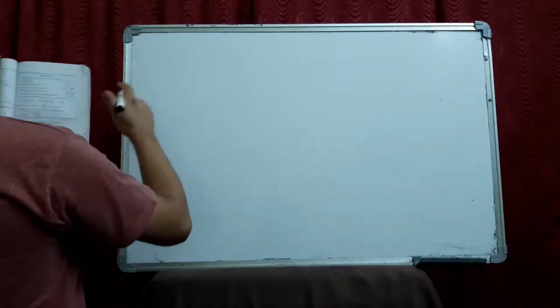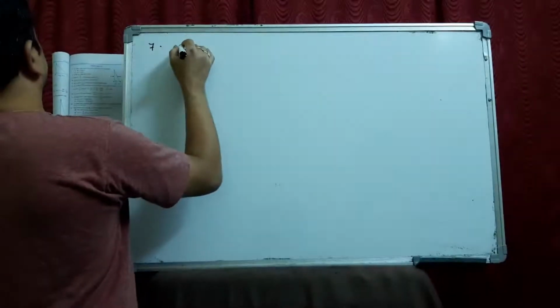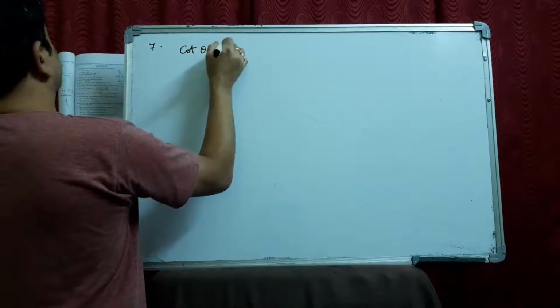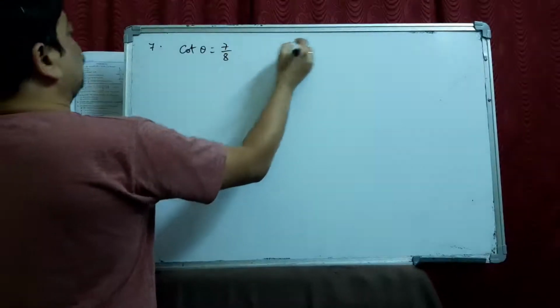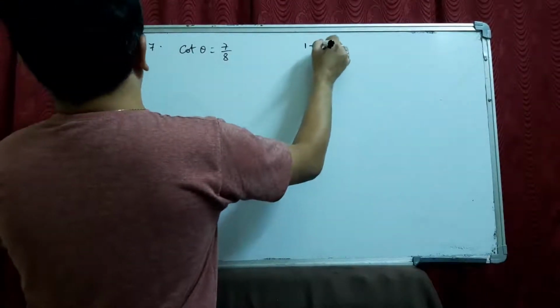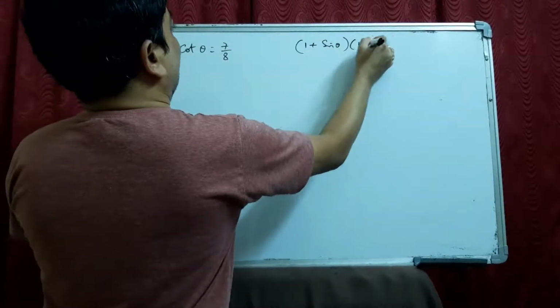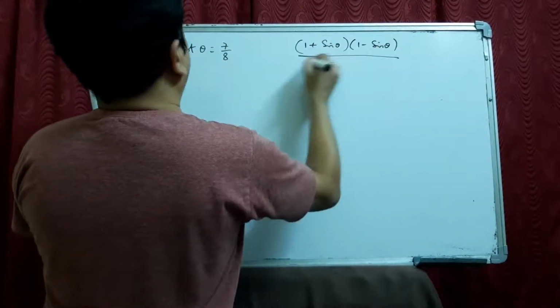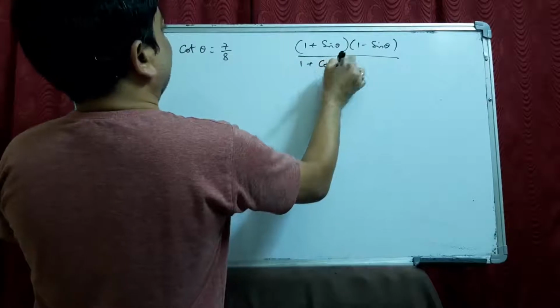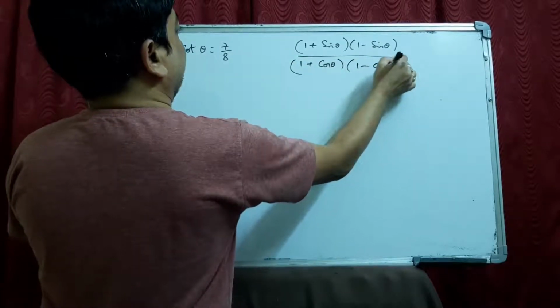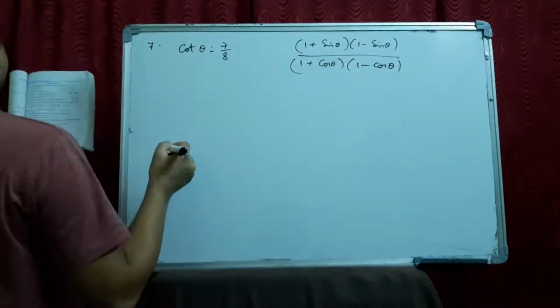Next one, they have given 7. Cot theta is equal to 7 by 8, and you are asked to evaluate this one: (1 plus sine theta) into (1 minus sine theta) by (1 plus cos theta) into (1 minus cos theta), and also cot square theta. Let us see.